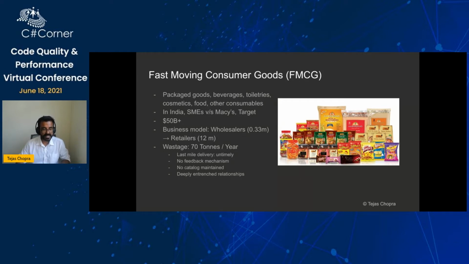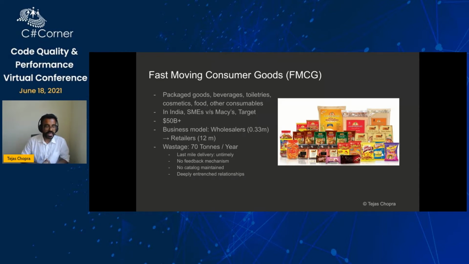And the business model, like I said, is that there are wholesale traders on the one end and the retail shop owners on the other end. And in India, there are 0.33 million of these wholesale traders and 12 million of these retail shop owners. So that's the business model that they have. The problems in this domain are that there is a lot of wastage of food, and the wastage is actually 70 tons per year for perishable items. And there are several reasons why there is this wastage.